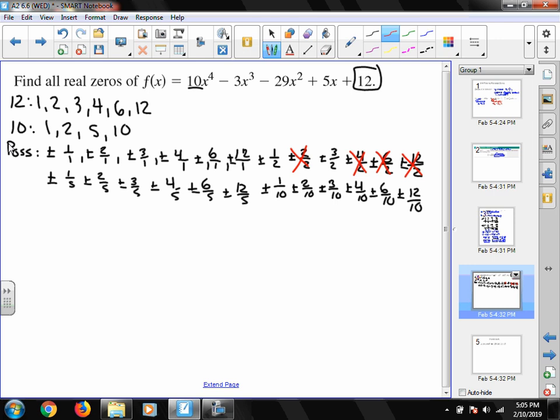My fifths are all okay. 2 over 10 is the same thing as 1/5. Already have it. 4 over 10 is 2/5. Already have it. 6 over 10, 3/5. Already got it. 12 over 10 is 6 over 5. Already have it. You guessed it. So I took off 8 of them, which is good.